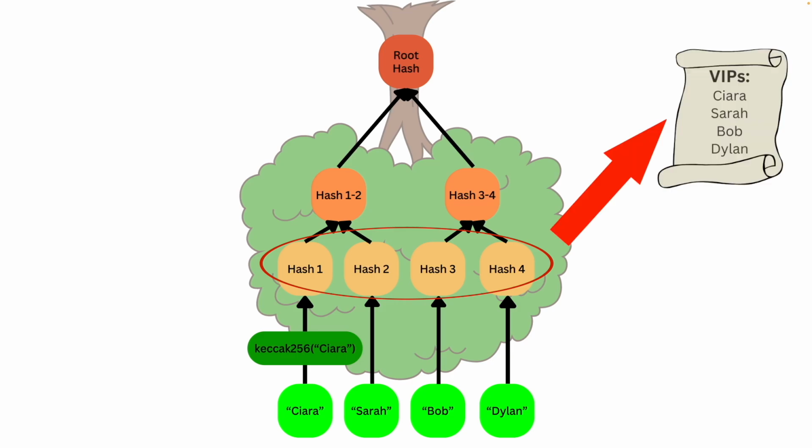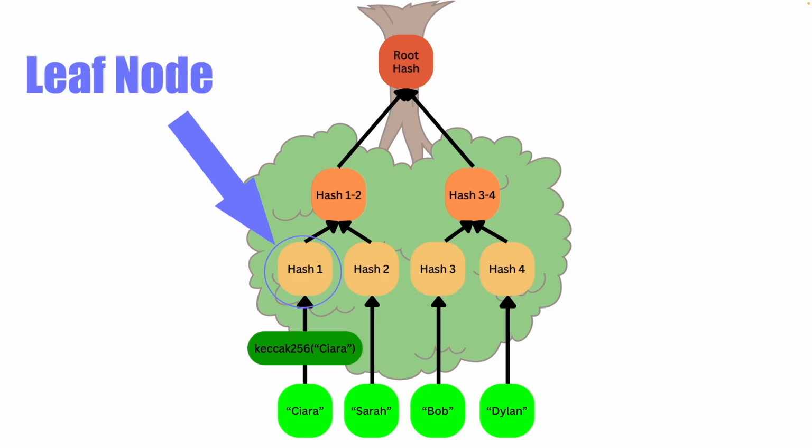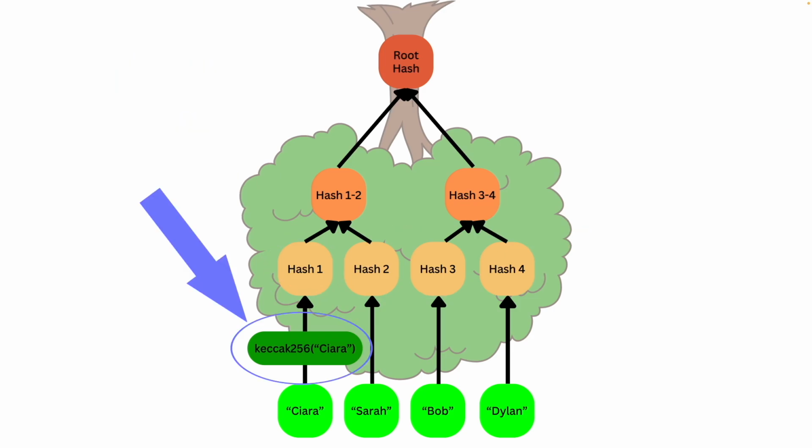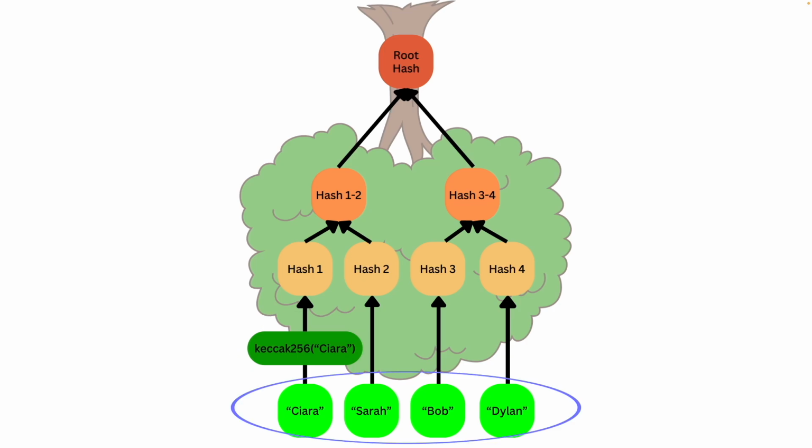This is often referred to as a leaf node, and it's produced by hashing some data, for example the string of the name Ciara. At the bottom, I've got my VIP names: Ciara, Sarah, Bob, and Dylan. To produce the leaf nodes, I would hash each of these pieces of data, for example using the keccak256 hashing function, to produce hash 1, hash 2, hash 3, and hash 4. Adjacent nodes, such as hash 1 and hash 2, are then hashed together to produce intermediate nodes.